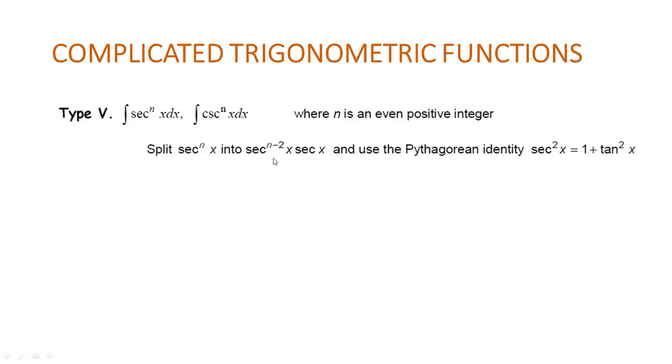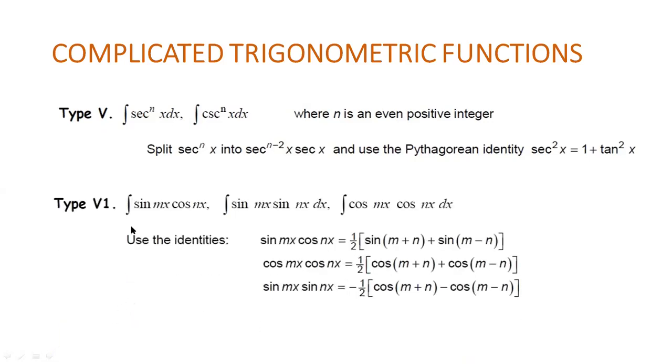So there's a need for you to split your secant x raised to n to secant squared x, and then the remaining should be interpreted or converted to tangent, whichever applies, as long as you have already the secant squared set aside. You have to understand that the identity that you can use here is this: the secant squared x being equal to 1 plus tangent squared of x. That is in the case of type 5.